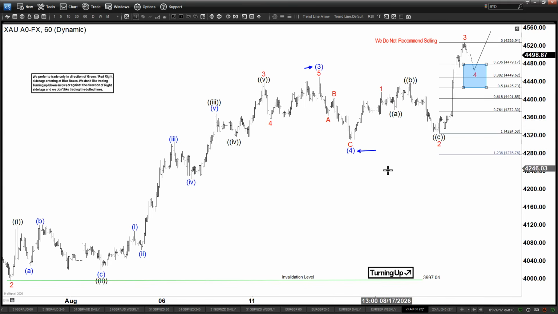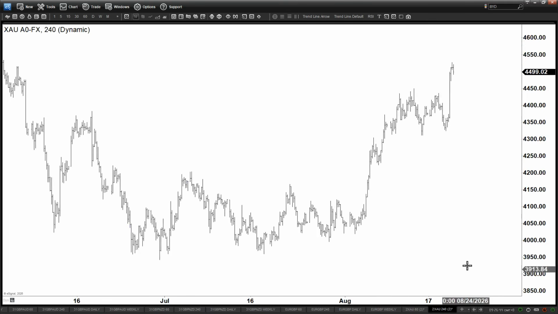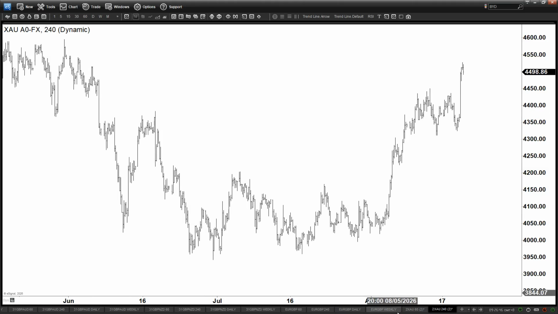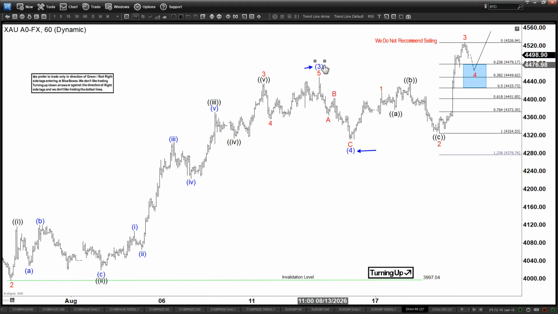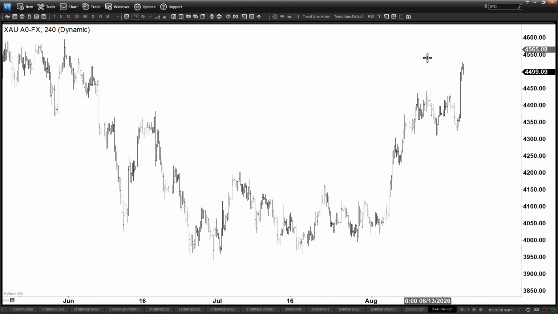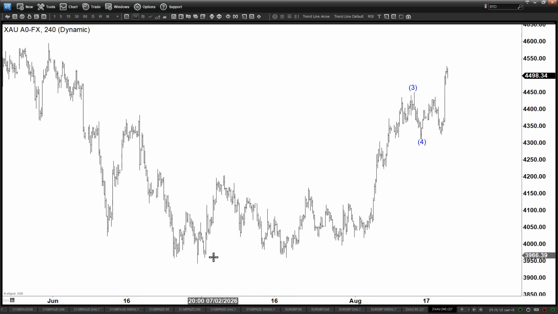Now, zooming out is more interesting here. If this is the 4 hour, let me copy some of the count here. So this is a 3 and a 4. Now I'll give you two options here, guys, right? So you can see clearly from the low we had back in June, we got an impulsive move, right? So you can clearly see this is 1, 2.